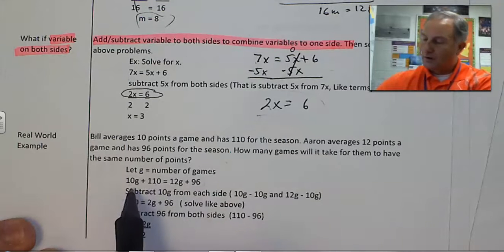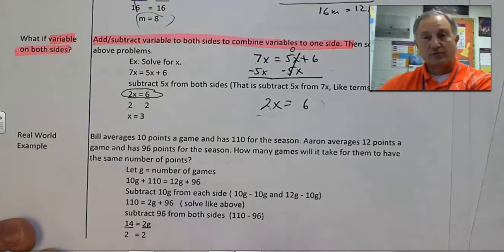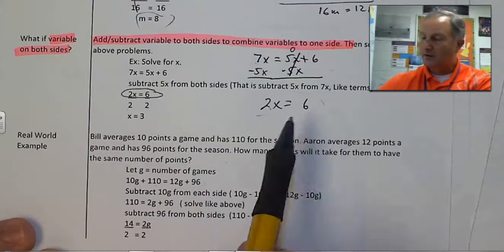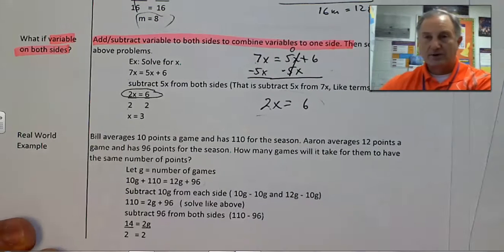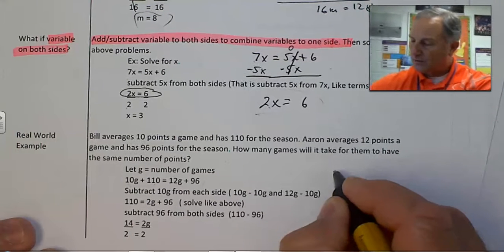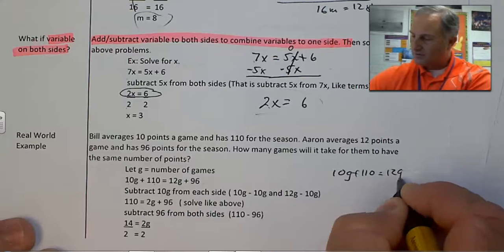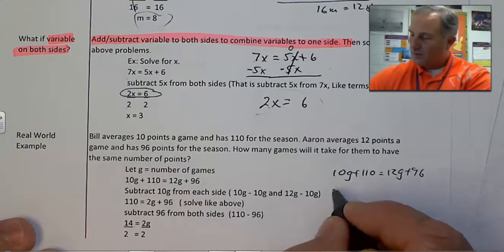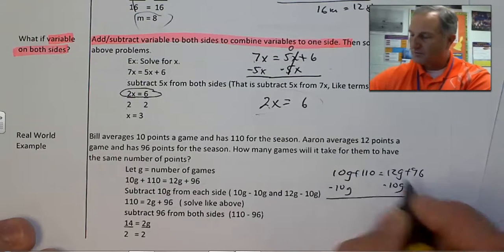So I got G's on both sides. That's the first thing I want to notice. That's the first thing I want to deal with when I get variables on both sides, just like we did up here. Okay, now I like to keep my G's positive, or my letters positive. So I would subtract 10G from both sides. So my 10G plus 110 equals 12G plus 96. For me, I would subtract the 10G because it was positive, so I got to do the opposite operation.